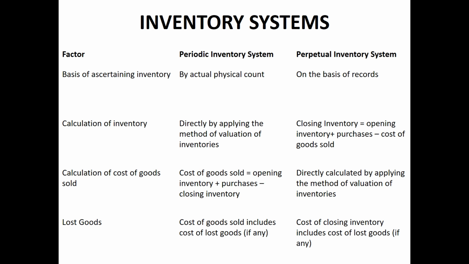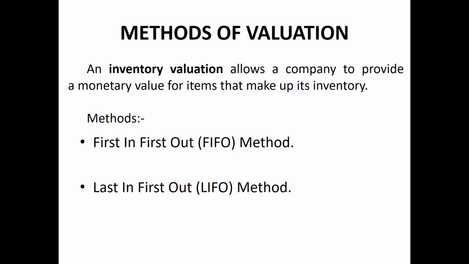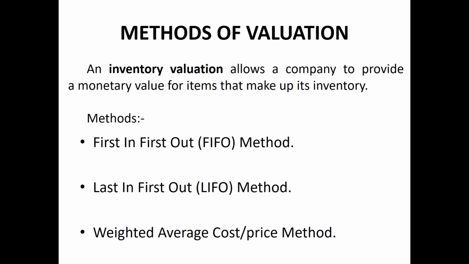Part 2, Systems and Methods. These are the inventory systems: the periodic inventory system and the perpetual inventory system. The methods of valuation. Inventory valuation allows a company to provide a monetary value for the items that make up inventory. Methods: first in, first out, FIFO, and last in, first out, LIFO. Weighted average cost price method.